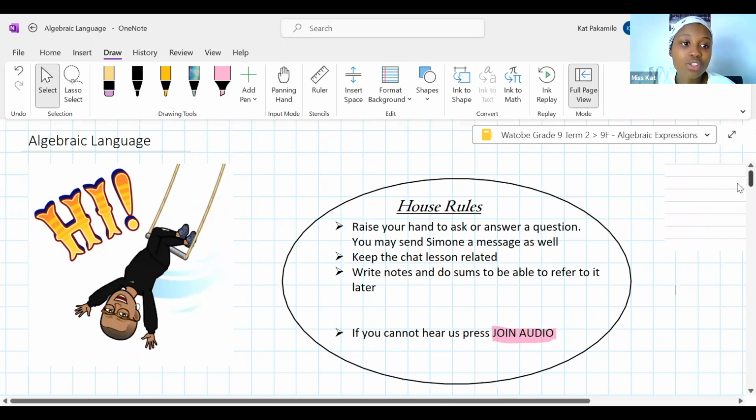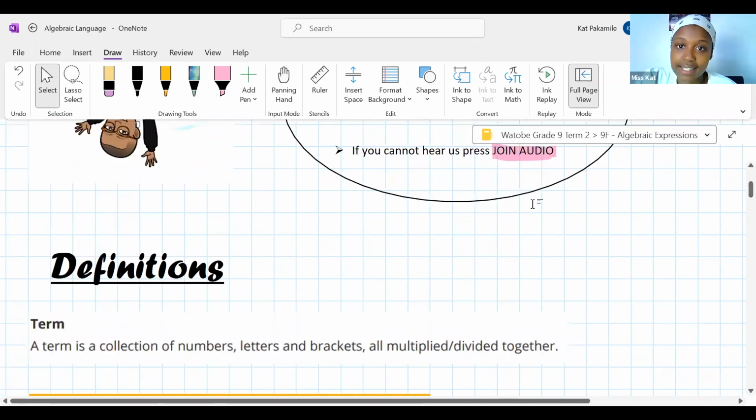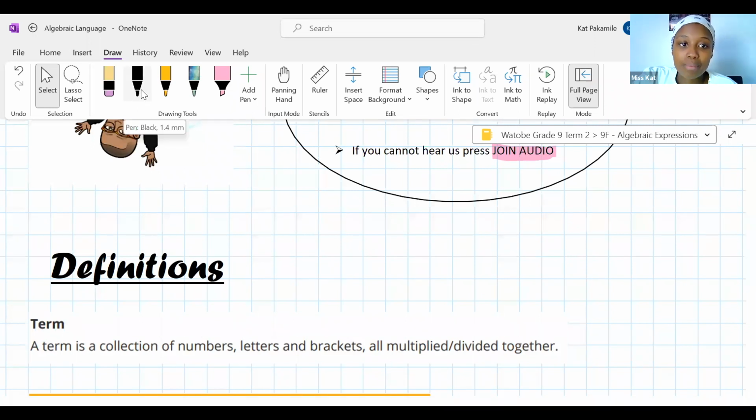Let's get started. So today we'll be doing algebraic language. It's just an introduction to algebra. So first thing, obviously, if we're going to be talking about the language, we have to speak definitions. Okay, first thing is a term. So a term is a collection of numbers, letters, and brackets all multiplied or divided together.